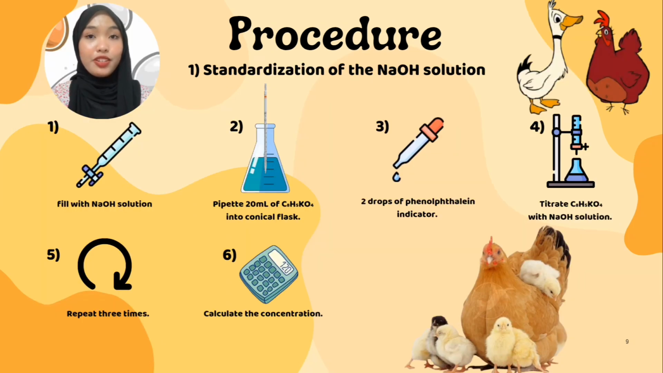The procedure for standardization of the sodium hydroxide solution: we begin by filling the burette with the sodium hydroxide solution. Then pipette 20 ml of the standard potassium hydrogen phthalate solution into a conical flask. After that, add 2 drops of phenolphthalein indicator. Titrate the standard potassium hydrogen phthalate with the sodium hydroxide solution. Repeat the titration 3 more times. Lastly, calculate the concentration of the sodium hydroxide solution.